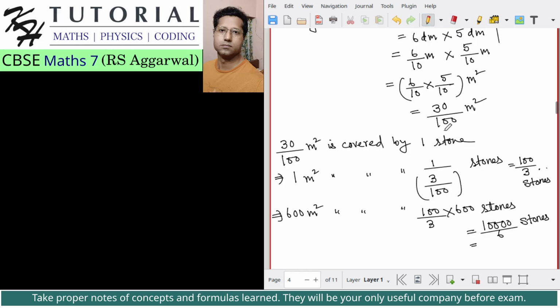30 by 100 meter square is covered by one stone. So 1 meter square is covered by 1 by 30 by 100 stones, which is 100 by 30 stones. So 600 meter square will be covered by 100 by 30 multiplied by 600 stones, which is equal to 200 stones.